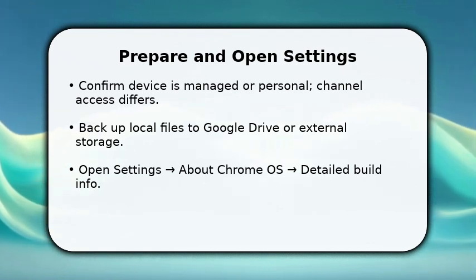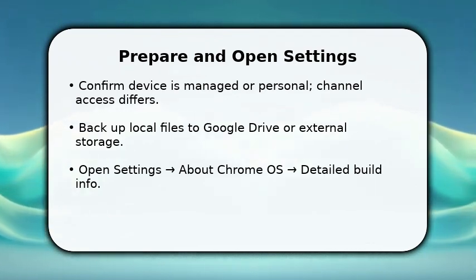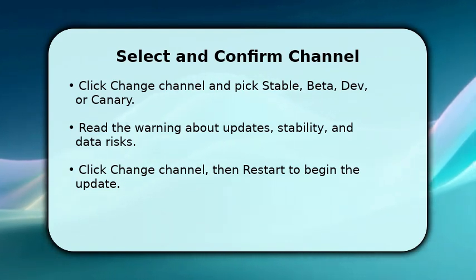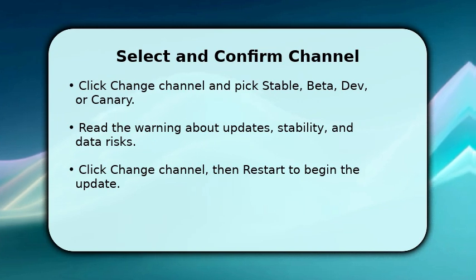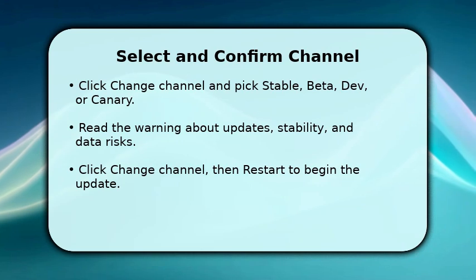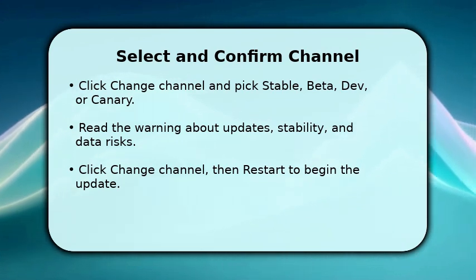Now choose the channel that fits your needs. Stable for reliability, Beta for upcoming features with fewer bugs, Dev for active development testing, or Canary for daily builds. Click Change Channel, pick one, and carefully read the prompt about stability and potential data loss.